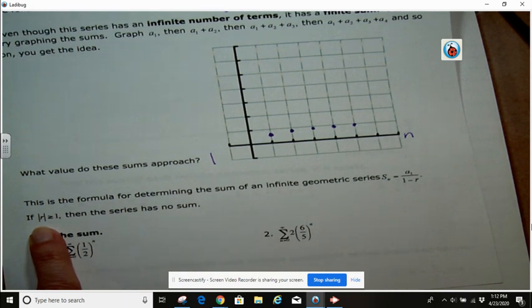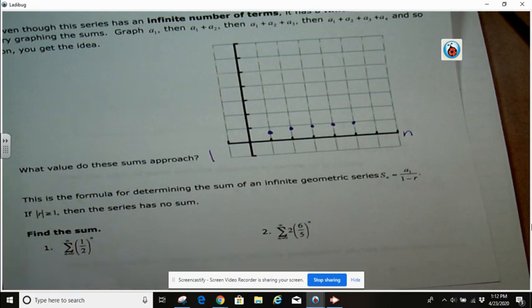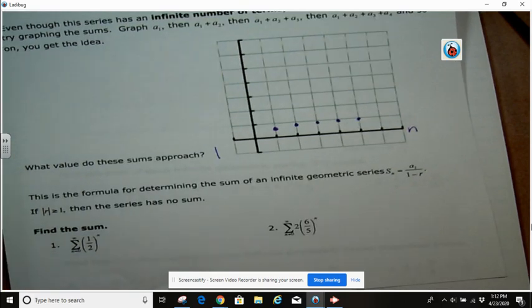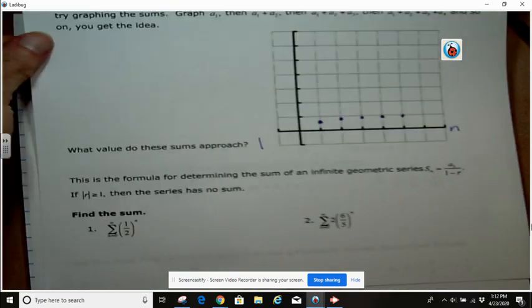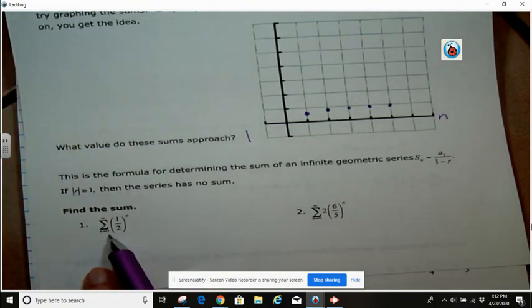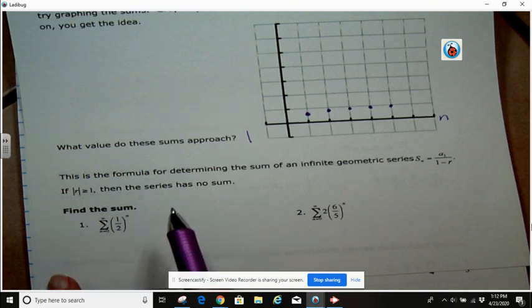So it would approach infinity. So it has no sum. You'll learn more about that in pre-calculus. So right here, we have a sigma notation. Notice that it's going to infinity. So that's how we know that we use the infinite geometric series formula.